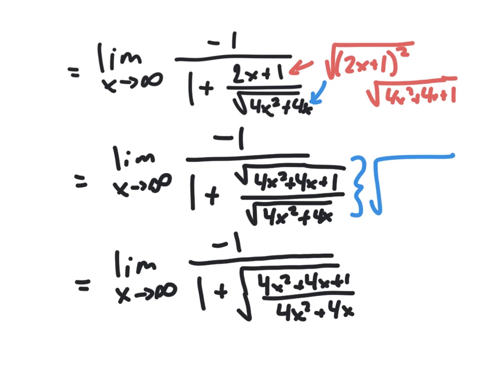We can split this into two fractions. We can put this over 4x squared plus 4x, and we can put this over 4x squared plus 4x. And as soon as we do that, we have it. All right? Again, we need one more screen, but we're going to get it.